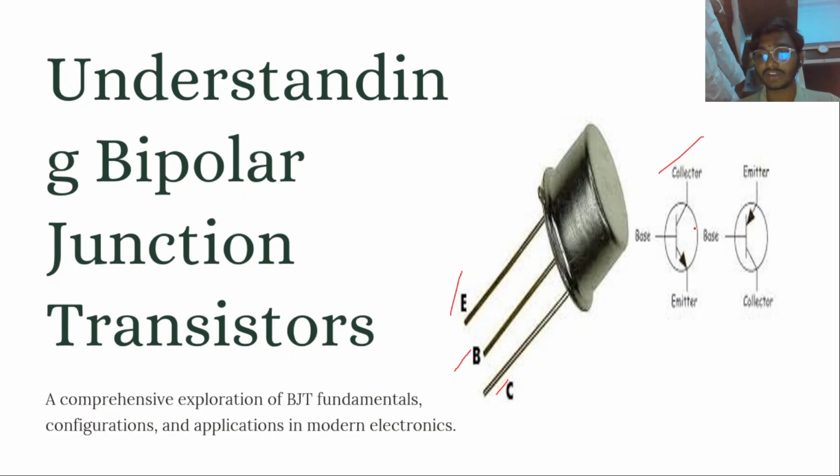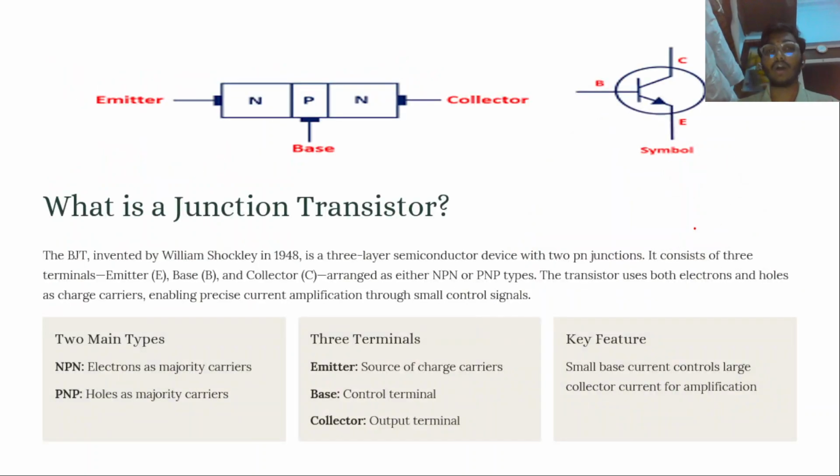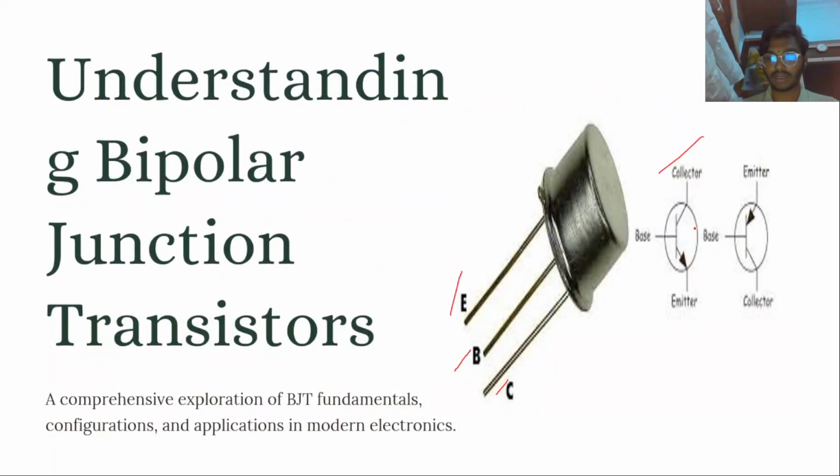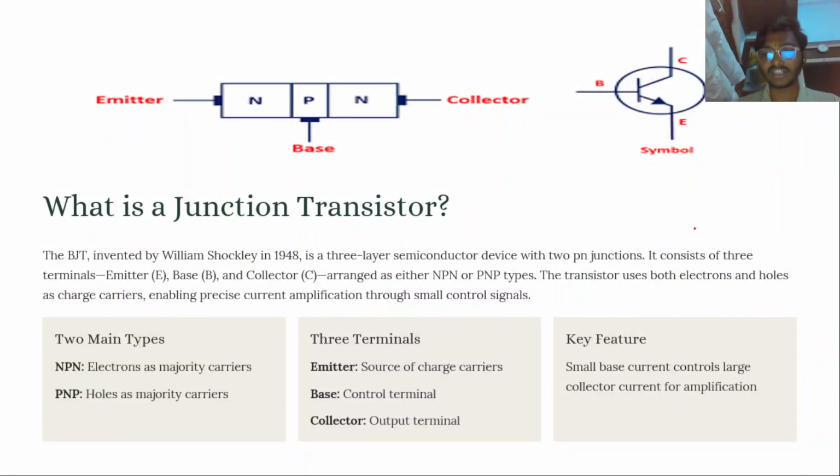The comprehensive explanation of BJT, configurations, and applications in modern electronics. What is a junction transistor? There are two types of transistors, PNP transistor and NPN transistor. Now let us take the NPN transistor and see what a junction transistor is.